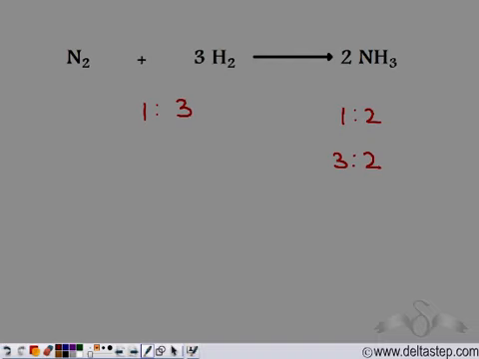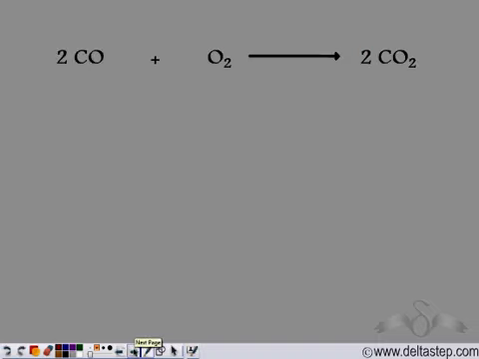Let's take another example. In this case, carbon monoxide reacts with oxygen to form carbon dioxide gas. Again, 2 volumes of carbon monoxide react with 1 volume of oxygen to give 2 volumes of carbon dioxide. So if you observe the ratio of carbon monoxide to oxygen, we get 2:1. And if we observe the ratio of carbon monoxide to carbon dioxide, we get 1:1.